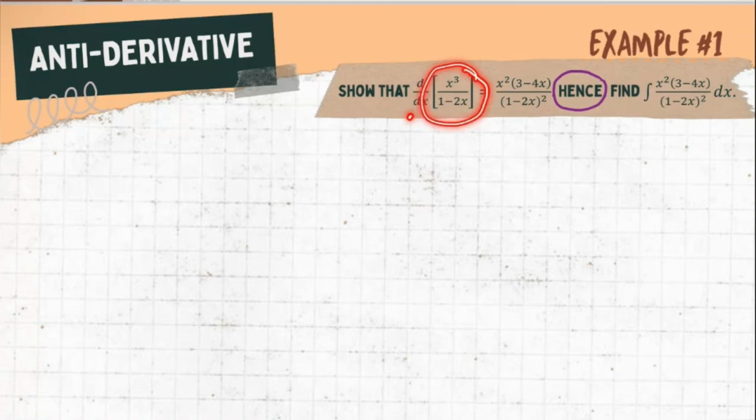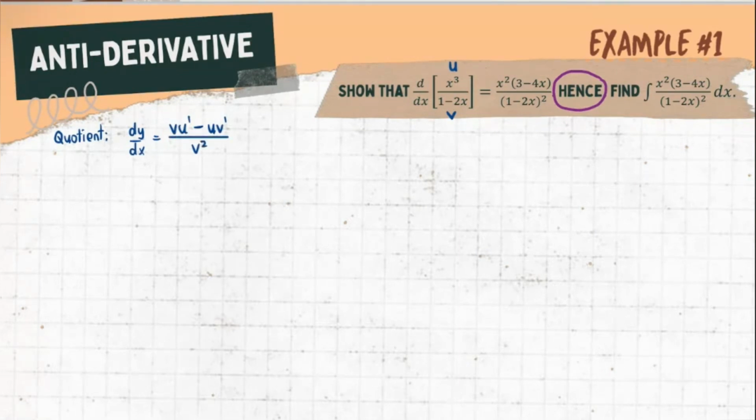Differentiate x cubed over 1 minus 2x. So what will you use to differentiate? Here we have a fraction. So here, are we going to use the quotient or product rule? Quotient rule. Okay. What is the formula for the quotient rule? dy over dx is vu prime minus uv prime over v squared. Okay, so we will use this formula.